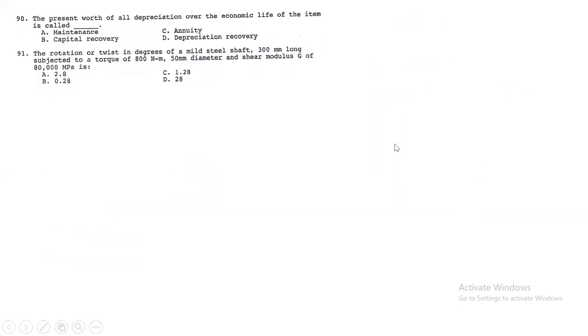90. The present worth for all depreciation over the economic life of the item is, so ang sagot dito, depreciation recovery. 90 is D. Then next, 91.